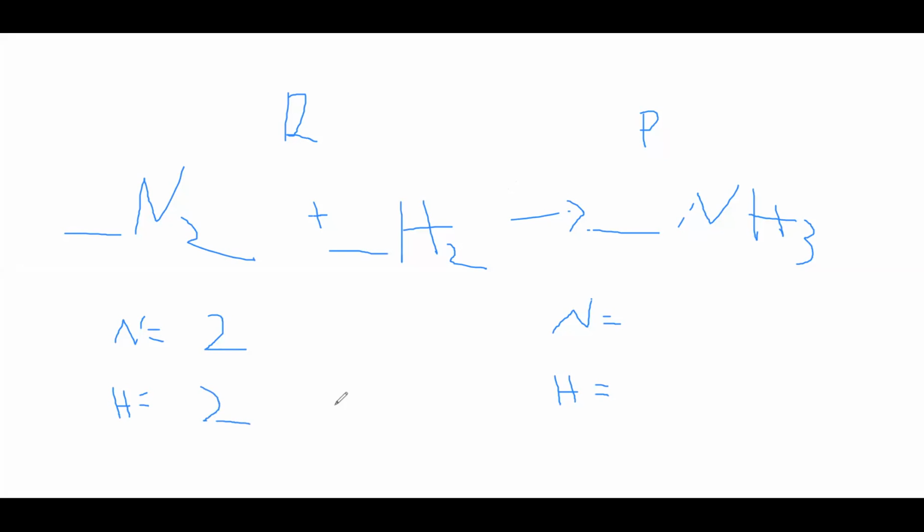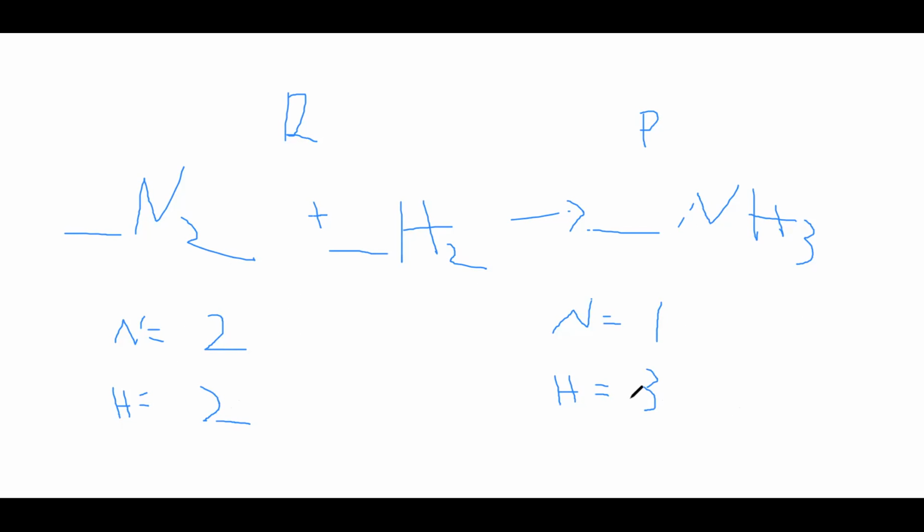Good. Now let's switch over to our products. How many N's do we have in the products? 1. 1. Exactly. 1 N in products. And then how many H's? Yep. 3 H's. All right. 2 N's and 2 H's in the reactants. 1 N and 3 H's in our products.